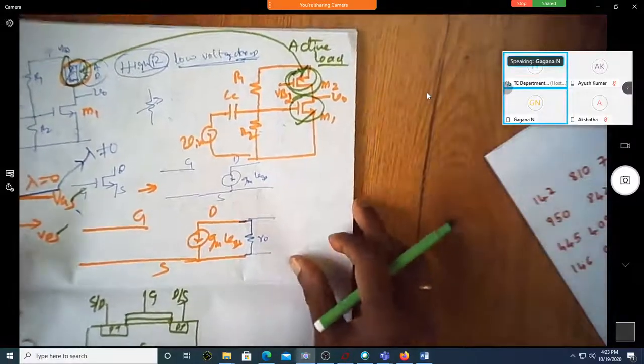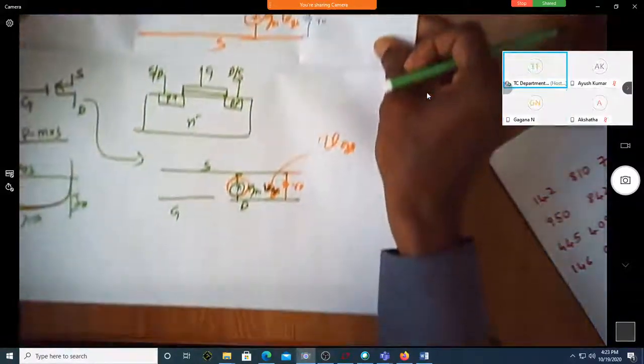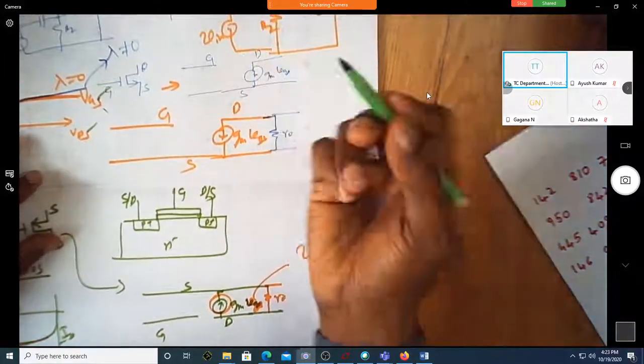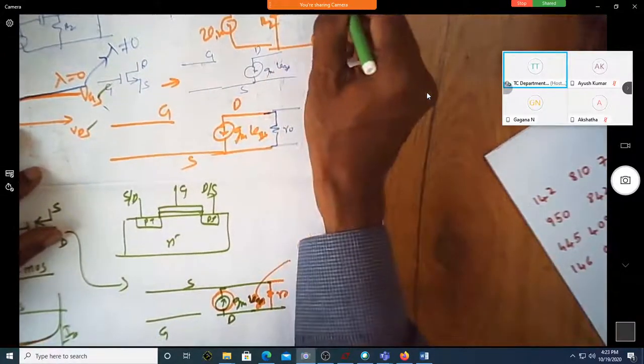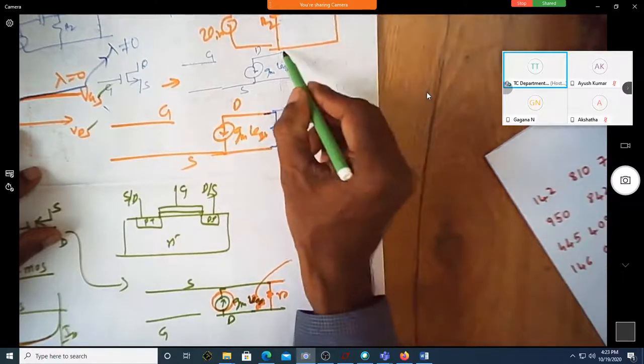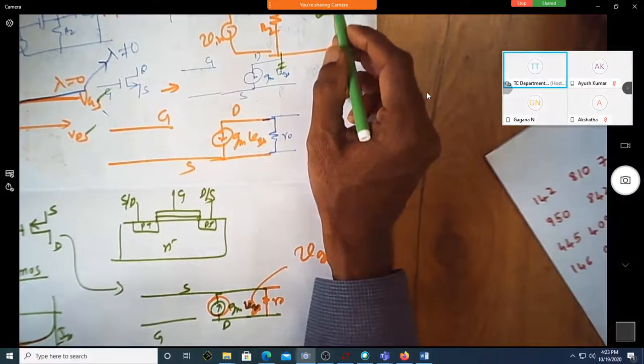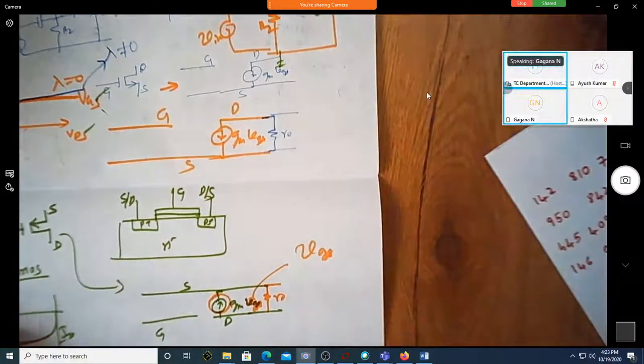So shall we start writing the equivalent model, the equivalent circuit of this? Yes. Again the same procedure: short this, ground this VDD, because this is already grounded. You replace this by its small signal equivalent, and you replace this by its small signal equivalent.